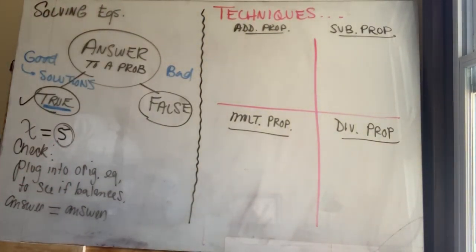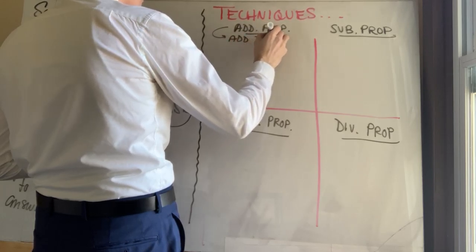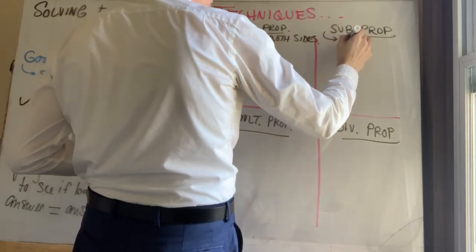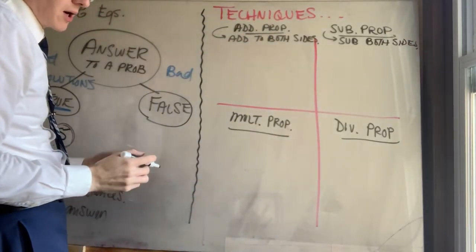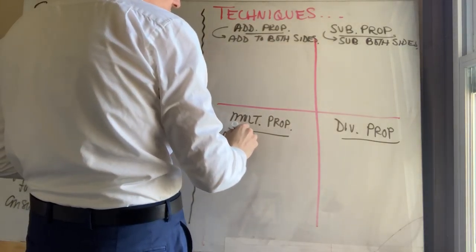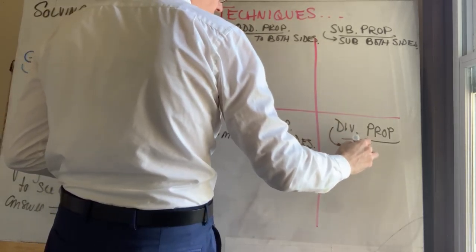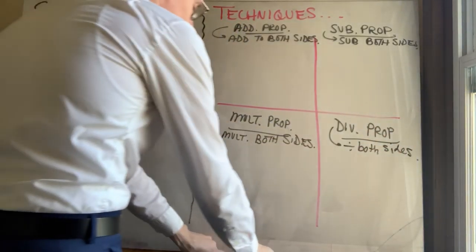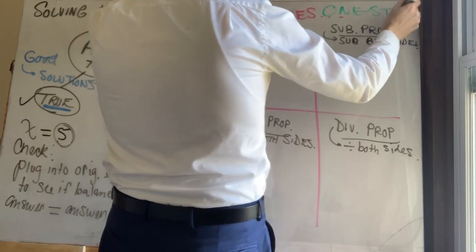Okay. Basically, the addition property is to add to both sides. That's all that it means. Of equals. Right? Similarly, the subtraction property would be to subtract both sides. And the multiplication property would be the same thing. Multiply both sides. And the division property would be to divide both sides by the same quantity. These are collectively referred to as one-step equations, what you're going to see as examples.